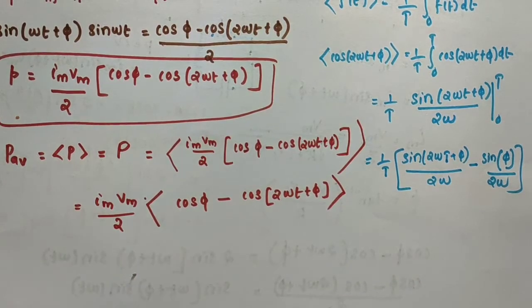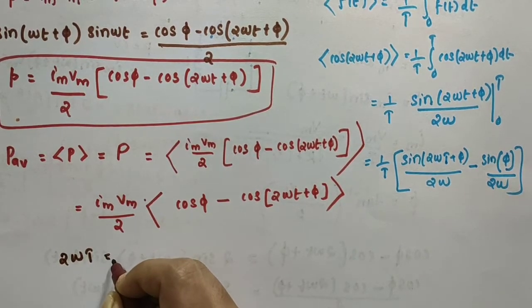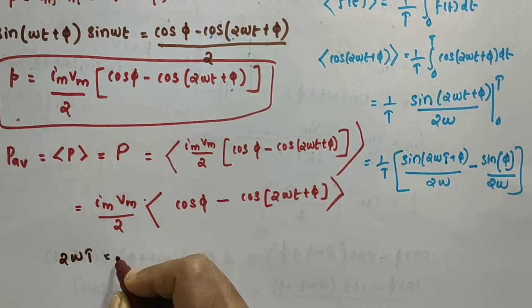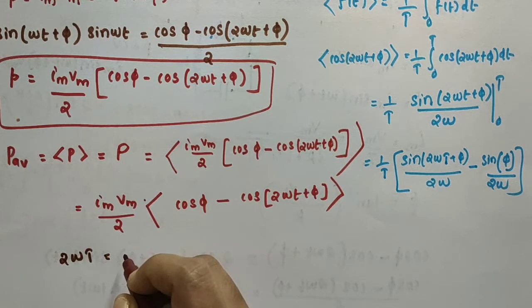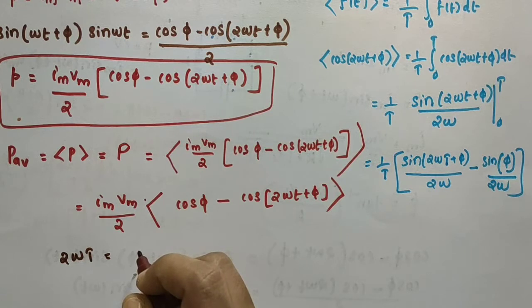You see what is 2 omega T. We know that we can write this 2 omega T as what? What is omega? 2 pi nu. So 2 omega T can be written as what?